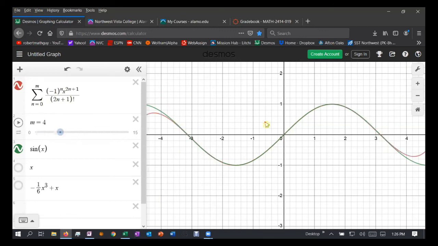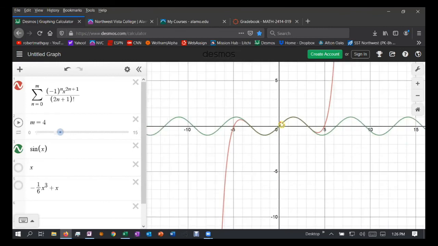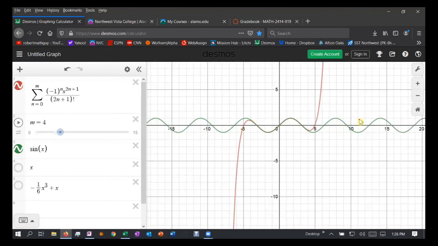I'm going to zoom out. Okay, remember the green one is the real function. The red one is us just going and finding higher powers. Just watch this. This is just beautiful. Watch. You see that? As I go out, the more powers I go out, the better and better my approximation becomes.